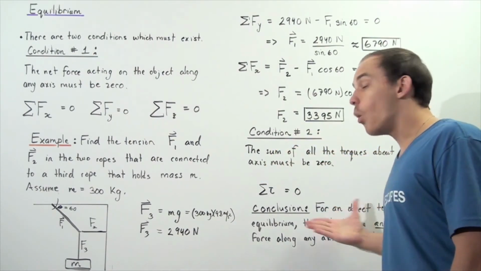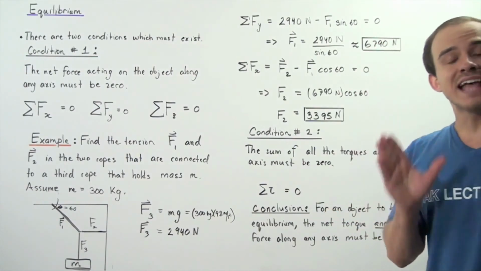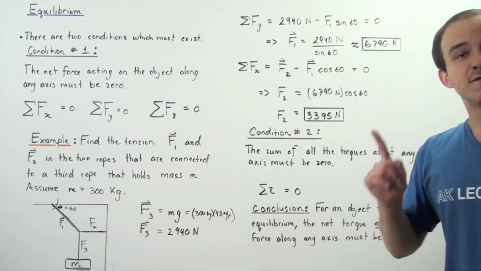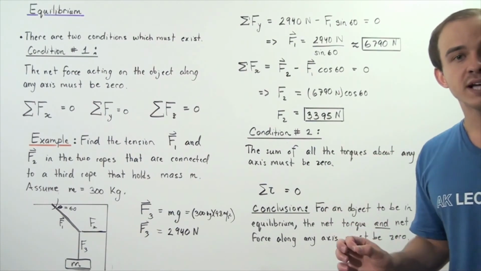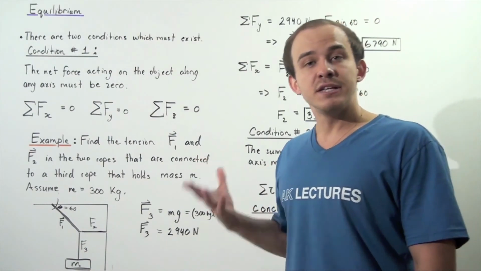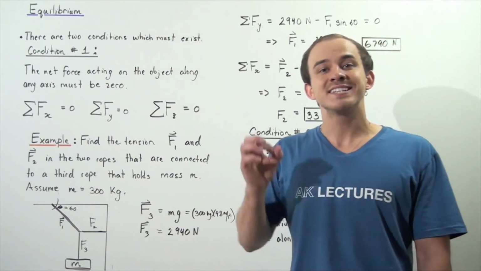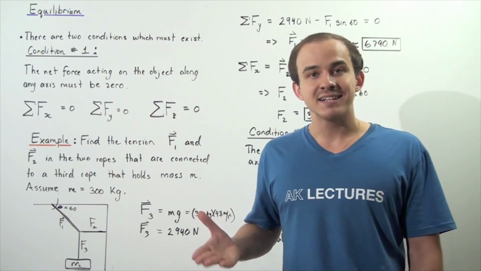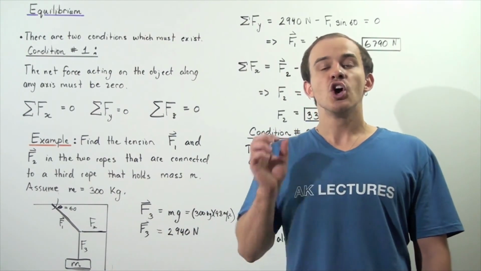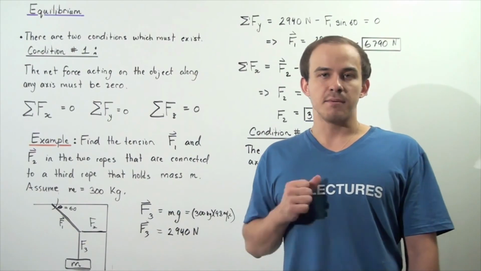So once again, what is our conclusion? For any object to be in static equilibrium, the net torque as well as the net force acting on the object must always sum up to 0. If the net force is not 0, that means we're going to have acceleration along some axis. And if the net torque is not equal to 0, that means we're going to have angular acceleration about some axis.